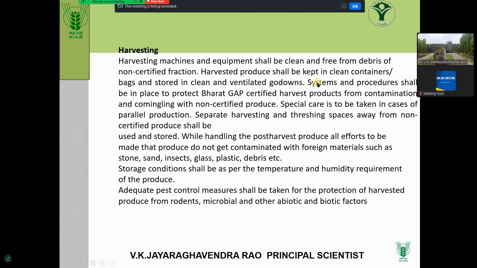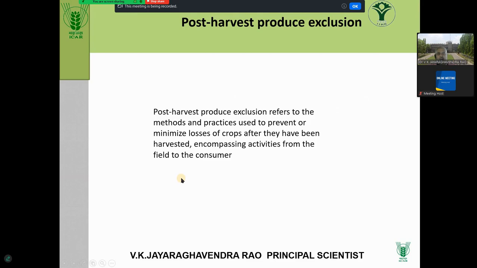Harvesting also: the harvesting machine should be clean and there should be a very good harvesting procedure. In the case of mango, we use the Dapoli harvester or the IIHR harvester. Along with the pedicel, you will have to harvest. That is the standard procedure.